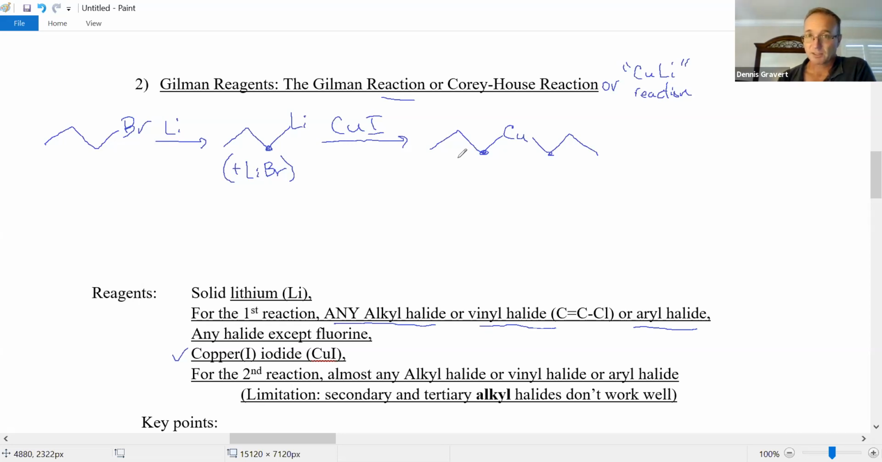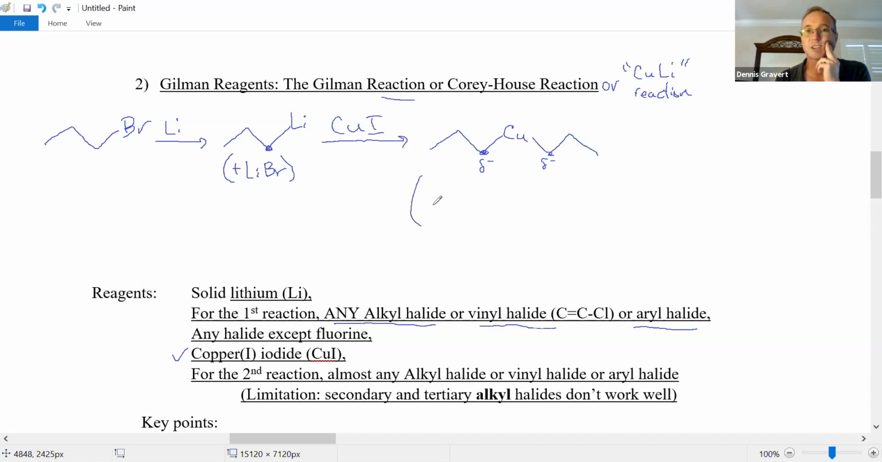It turns out that, well, let's ask the question, who's more electronegative, copper or carbon? Copper is a transition metal in the middle of the table. Carbon's a nonmetal on the upper right. Carbon's closer to fluorine. It's more electronegative. So it's actually slightly negative, slightly negative. This is slightly positive.